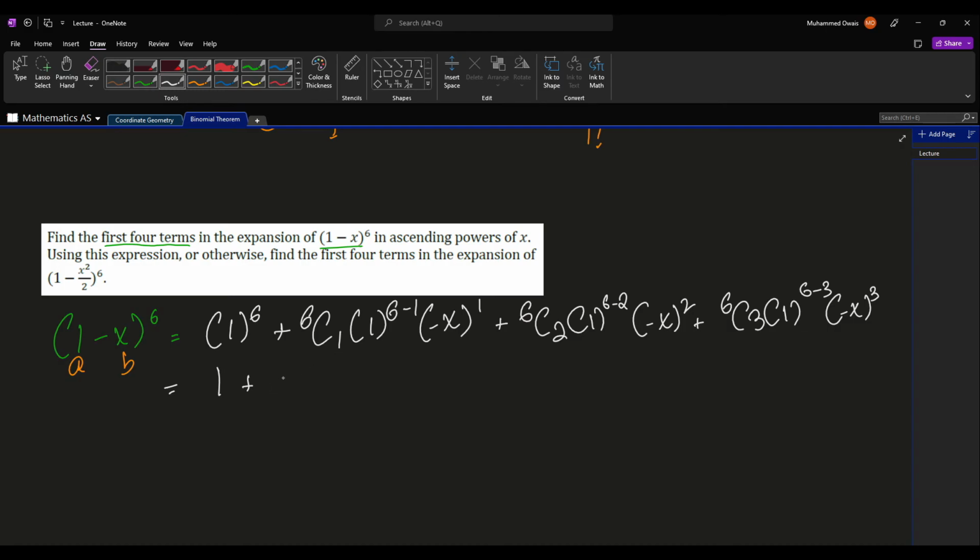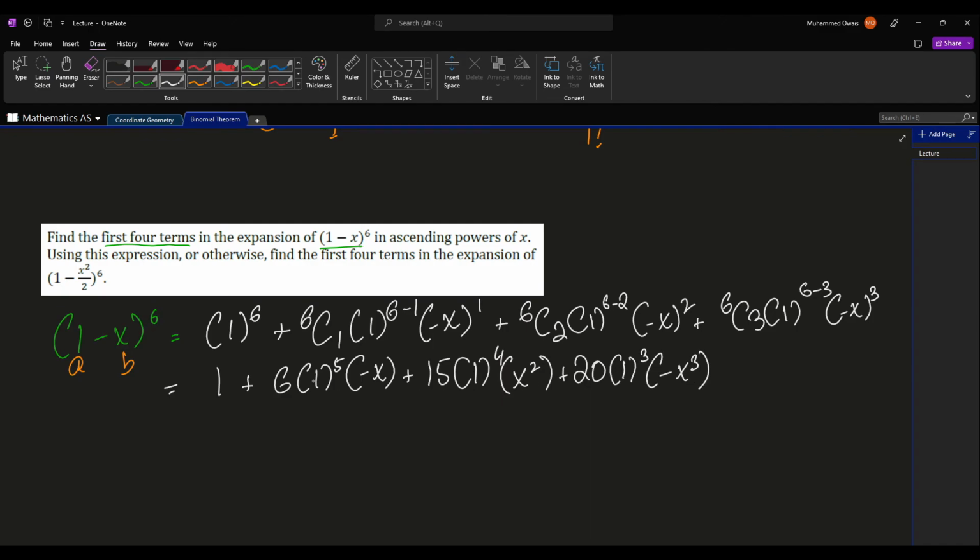1 plus 6C1 will be 6 into 1 power 6 minus 1, which is 5, into minus x, plus what is 6C2? This time use your calculator. It will give you 15 into 1 power 6 minus 2, which is 4, and minus x squared will give me x squared. Note that any negative number that is squared will always give you a positive one. Plus 6C3. 6C3 gives us 20, and 1 power 6 minus 3 gives us 3, and minus x cube. Note that an odd power does not change the sign. So this becomes 1 minus 6x plus 15x squared minus 20x cube. And this is how we solved the first four terms of this expansion.